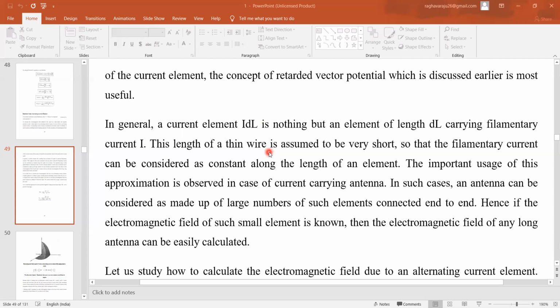This length of thin wire is assumed to be very short so that the filamentary current can be considered as constant along the length of an element. That is useful for your purpose, such that majority of devices nowadays are able to calculate the retarded potentials. The importance of this approximation is based upon the case for current carrying antennas.